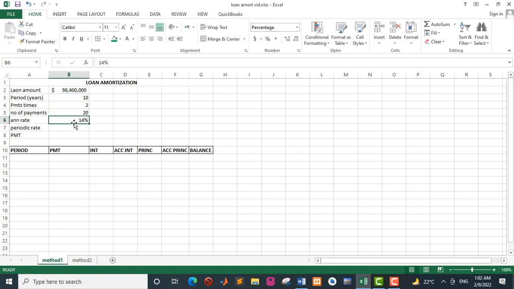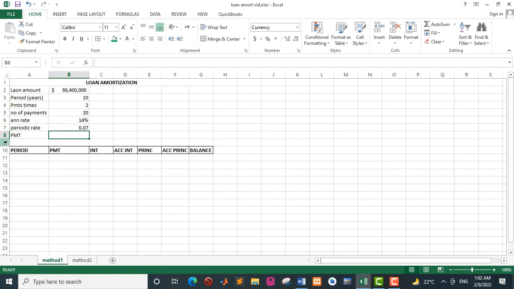The annual rate is 14%, but remember we have to make this payment twice in a year, so we shall have the periodic rate as 14% divided by 2.